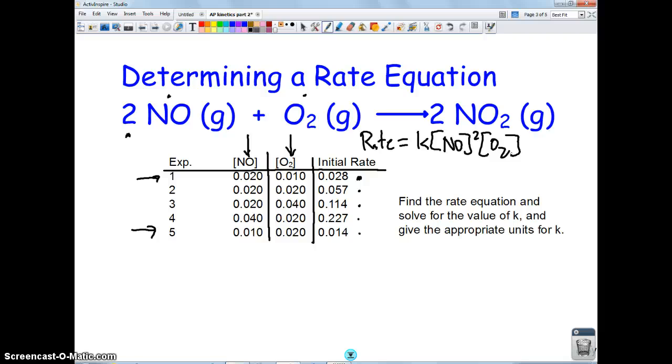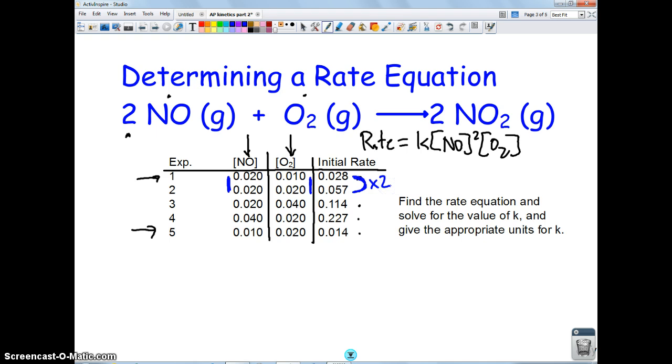Now, there's a mathematical way to look at these. I think you should be able to do these mental math. So the first thing I'm going to do is compare this 0.20 and this 0.20. We see that the concentrations of NO are going to stay the same. But what happens to the concentrations of O2? They are doubled. If those are doubled, what happens to our rate? Now, mathematically, most of you should be able to realize that this is really, really close to doubling.